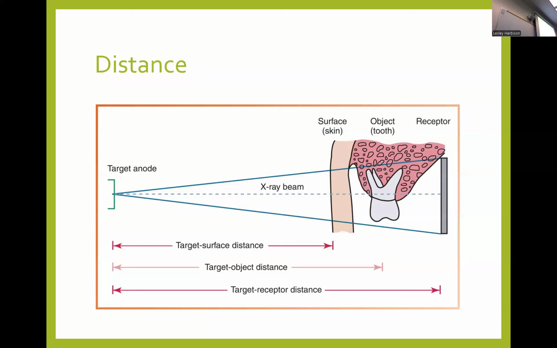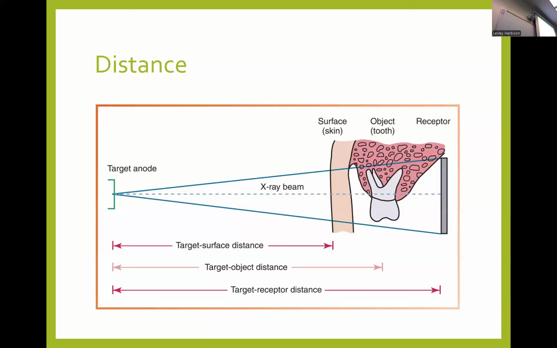But then we have our object. Our object is always our tooth. That's the whole point. We want to get a good picture of the tooth. So then we have the distance between the target and our object, and then the distance between the target and the receptor, which is our sensor. Some older textbooks will say film, the distance between the target and the film, but we know it's a sensor.